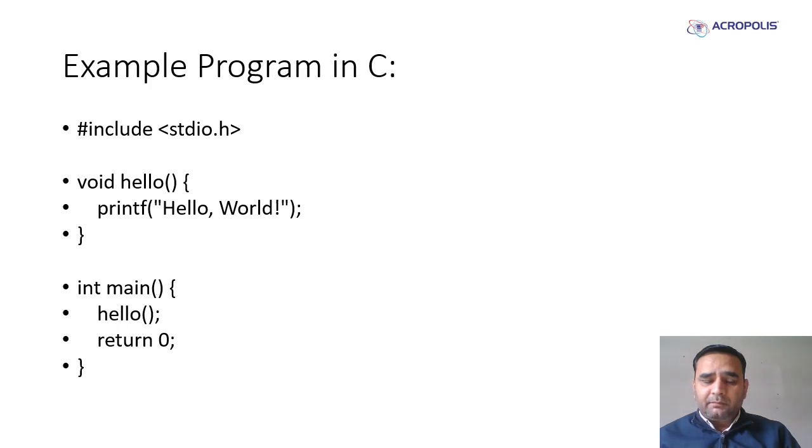This is a sample program written in C. First we have to include a header file, that is stdio.h, the standard input output header. Now we have created a function called hello that will print hello world. For that we need to use the predefined printf function that is defined in the stdio.h header file. Now in main we call this function, and the output of this function will be hello world.